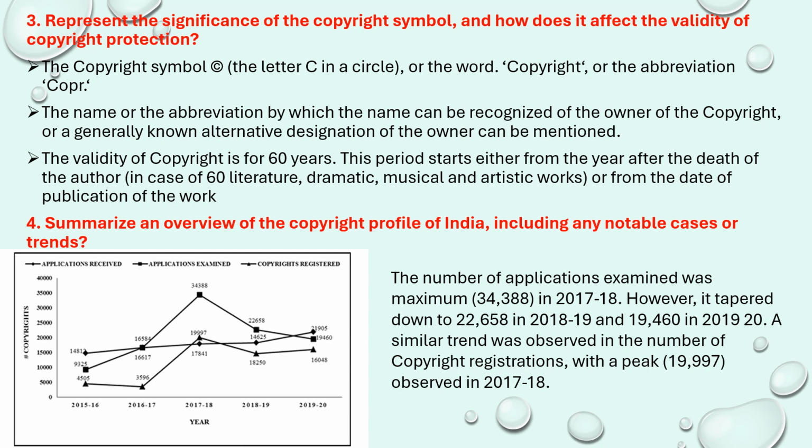Summarize an overview of the copyright profile of India, including any notable cases or trends. Here you can see from 2015 to 2019 how the trend has been: how many applications were received, examined and registered, year on year. You have to draw this diagram and write in each year how many were submitted. The notable point is that the number of applications in 2017 to 18 is at its peak, but it dropped in 2019 to 20.